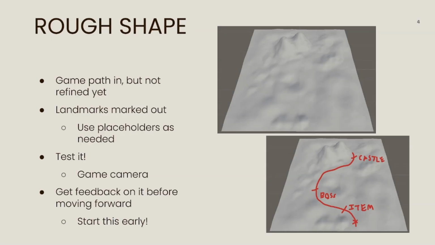If you have a movement system, you can try to use that and see how that feels. But if not, you can use your game camera to fly around and follow your path and see what the player is seeing, and if they're seeing the things that you want them to see, and the path you want them to take, and everything's making sense. And then also at this stage, get feedback from your team and your peers before moving forward.